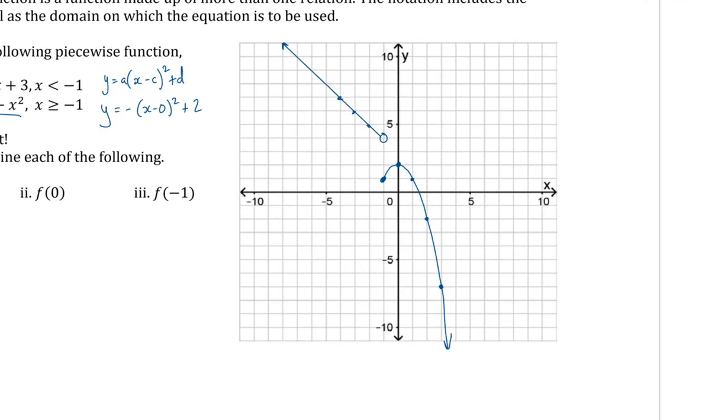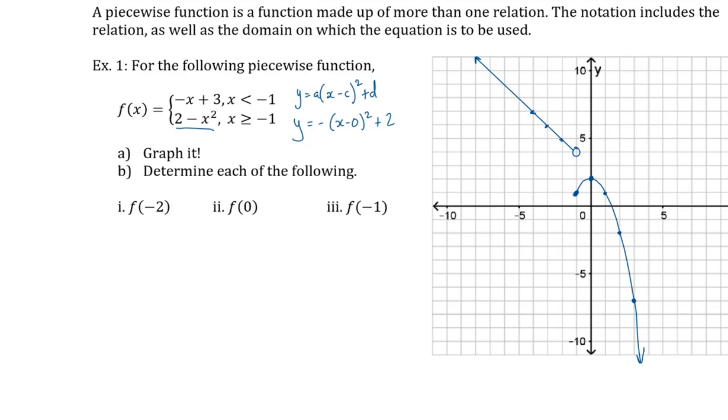So I don't know what this would represent in real life, but that's what the function would look like. And the pieces don't connect, and that's fine. There's certainly no rule that they have to. That's something that we're actually going to spend a whole day on, talking about what happens when you've got these breaks in the graph like this. But for now, we're just practicing graphing and getting used to this notation. So there is the visual representation of that function f. Determine each of the following, f at negative 2.